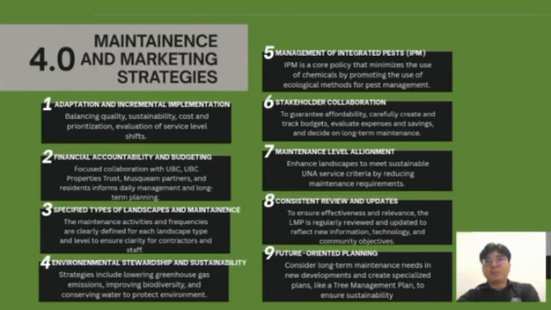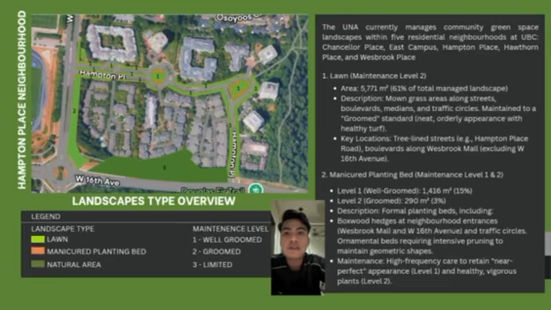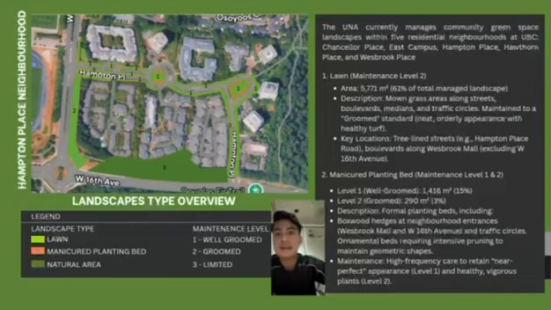Thank you. The UNA currently manages community green space landscapes within 5 residential neighborhoods at UBC: Chancellor Place, East Campus, Hampton Place, Hawthorn Place, and Westbrook Place. Firstly is the lawn. It has maintenance level 2. The total area of the lawn is 5,771 square meters, which is 61% of the total managed landscape. The description is mown grass areas along streets, boulevards, medians, and traffic circles, maintained to a groomed standard with a neat, orderly appearance and healthy turf.